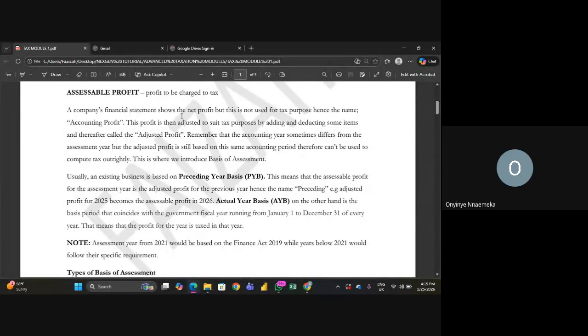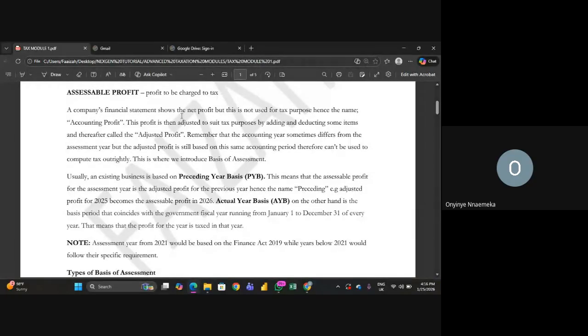We want to adjust this adjusted profit via timeline. We have adjusted it via allowable and disallowable expenses to get our adjusted profit, but now we are concerned about the timeline, because the time that the profit covers is not the time that we want to tax it. That's where we're going to be talking about preceding year basis and actual year basis, right?